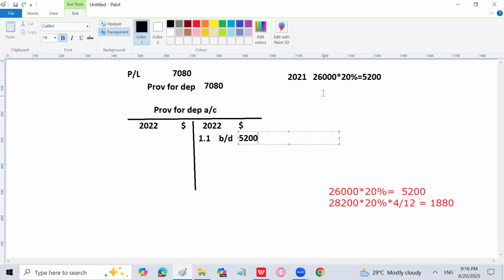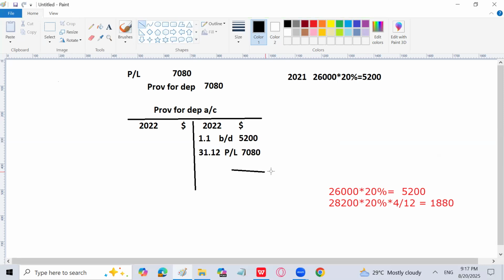What you will do, in the name of profit and loss account you will credit 5,200, which becomes carried down, and that will become the brought down of 2022 for the next year. Now, I'm going to calculate depreciation for 2022, which I have already calculated, and I have passed the entry for the depreciation charge for 2022, profit and loss account debit, provision for depreciation credit. I have passed the entry on 31st 12. Provision for depreciation account is credited because of profit and loss account 7080.